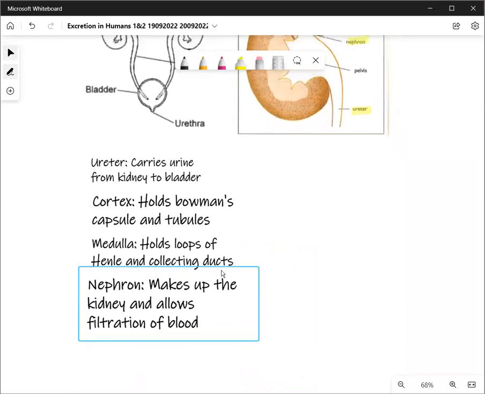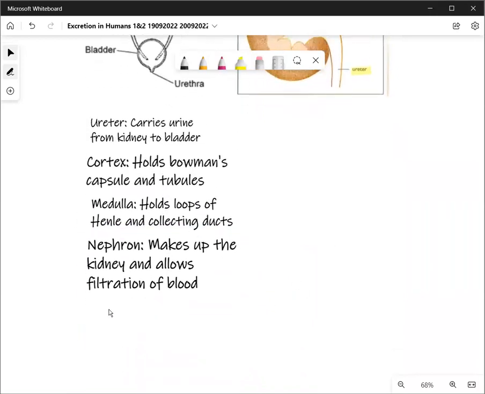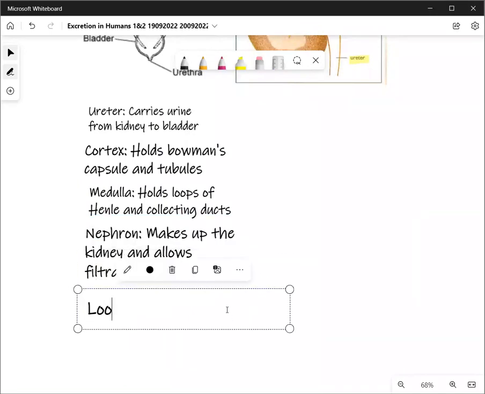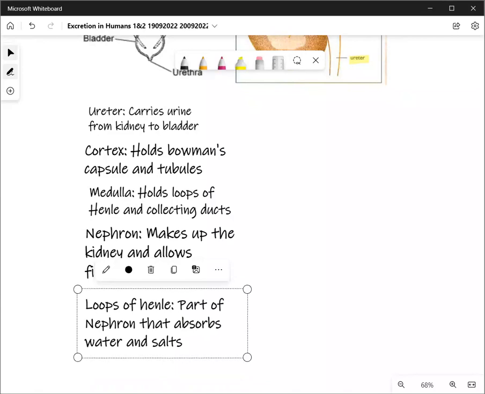Now let's talk about loops of Henle. What are those things? Tell me when you're done writing. Continue writing. The loop of Henle is the part of the nephron that absorbs water and salts. Done. That's all we need to know. Now the next thing we'll look at is how does the kidney work?